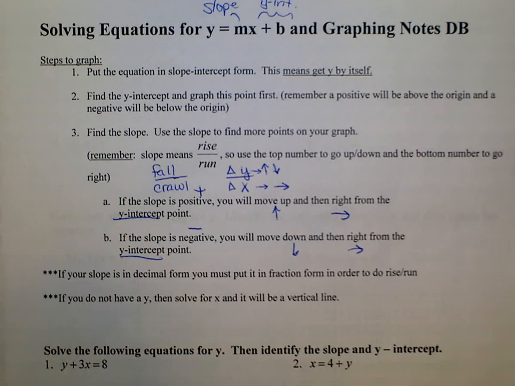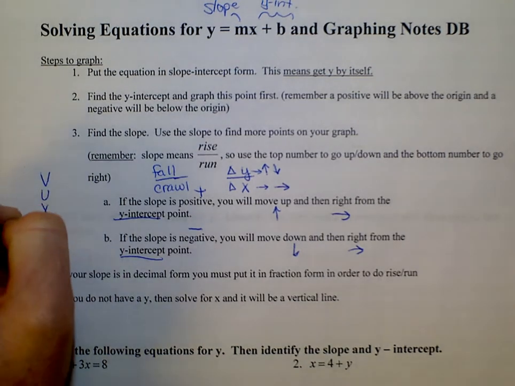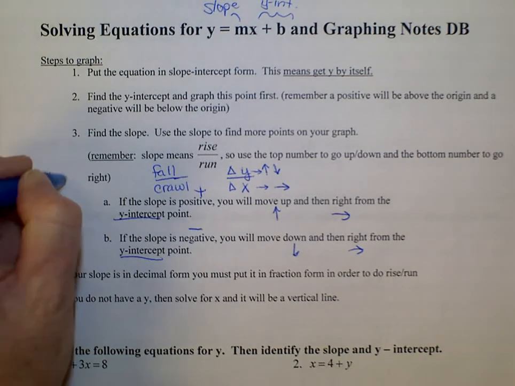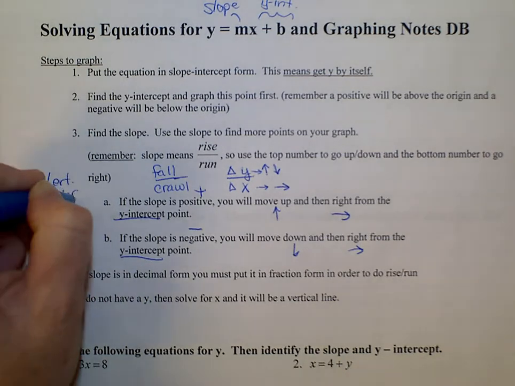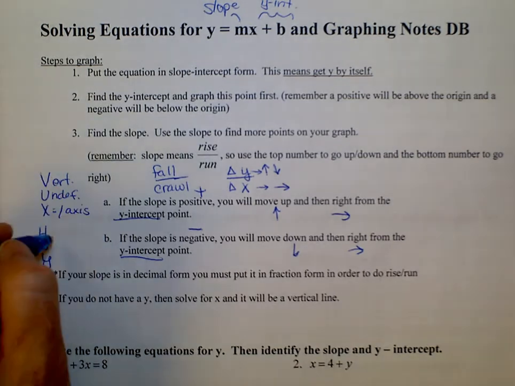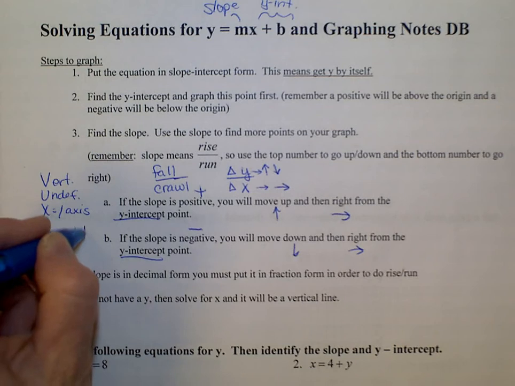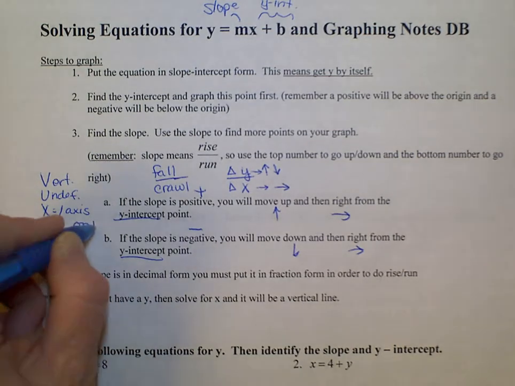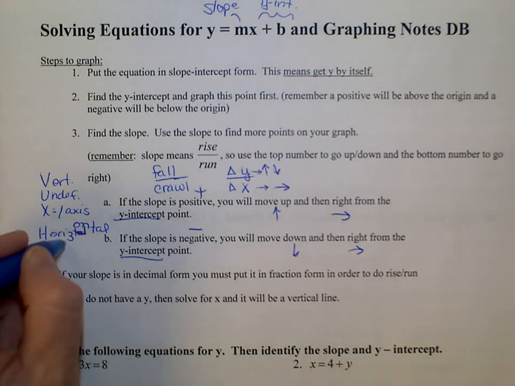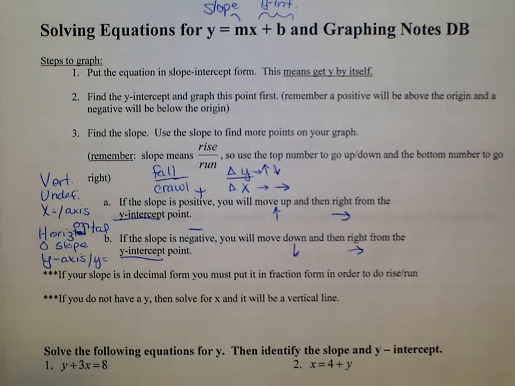We also need to remember the VUX-HOY, right? This means vertical line, undefined slope, x equals, or we're on the x-axis. HOY is horizontal line, horizontal, I missed the zero. Horizontal line, zero slope, and y-axis, or y equals, okay?